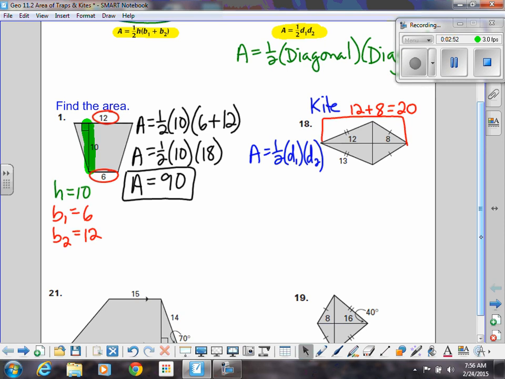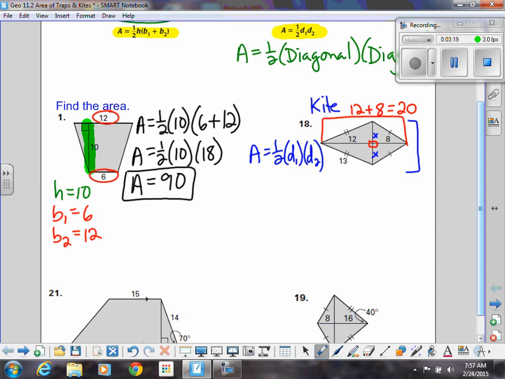So we know the length of that diagonal. However, we do not know how long this diagonal is. So when I don't know how long it is, I'm just going to call it x. And remember that in a kite, it's symmetrical, so I know each of those are going to be the same distance. So I'm going to have x plus x for this diagonal. All right, so how in the world are we going to find what x is? Well, the other thing we need to remember is that in a kite, the diagonals are perpendicular to each other.